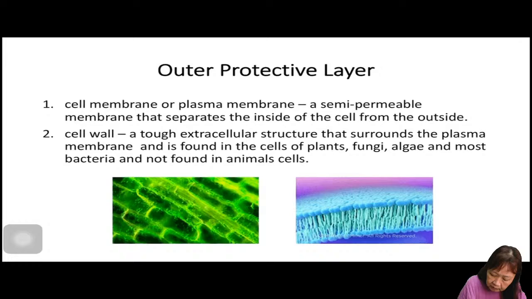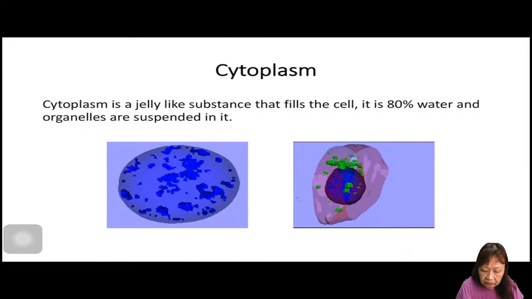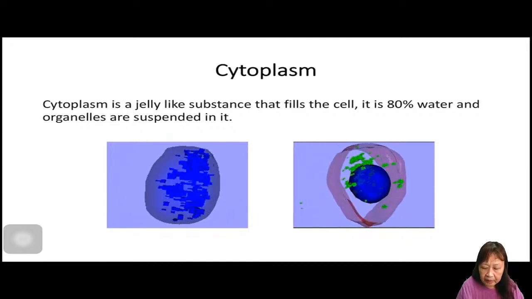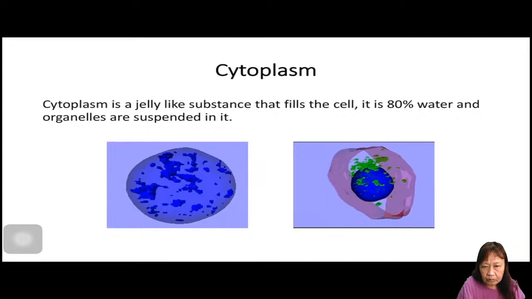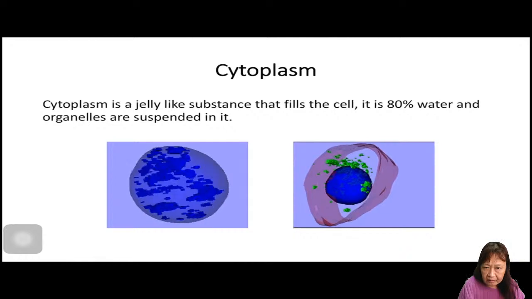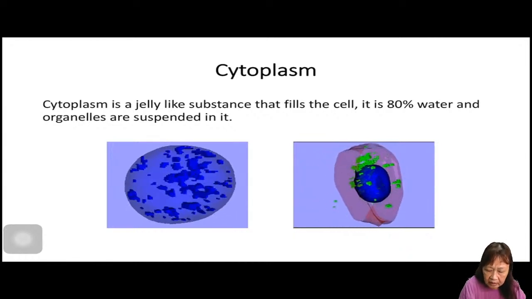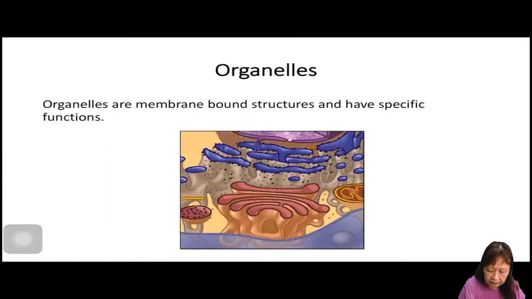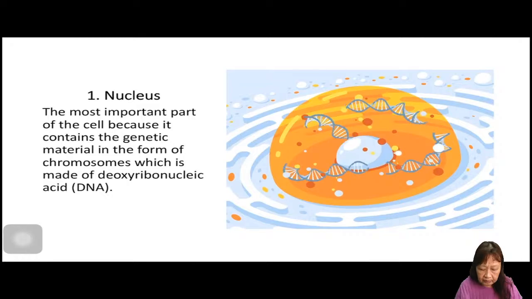Now, let us move on to another characteristic of the cell, which is that you can find the organelles suspended in it. Now, all of you have this basic idea about organelles, and we will go to these organelles later on as we move along the lesson. Okay, this is the third main part of the cell. We have the organelles. Organelles are structures that are bound by membranes, and all of them have specific functions. Let's take the first one, the nucleus.